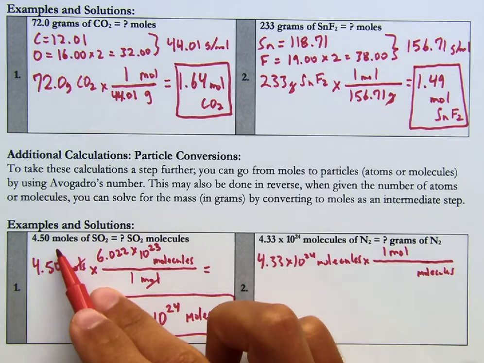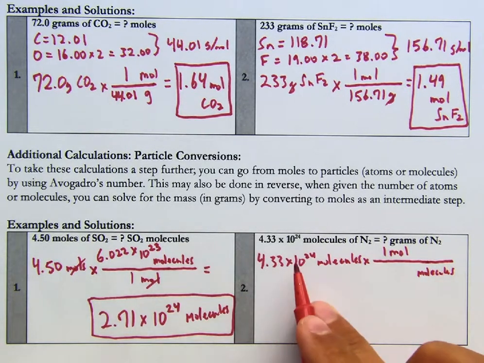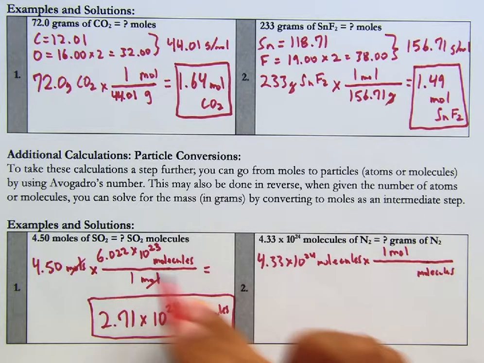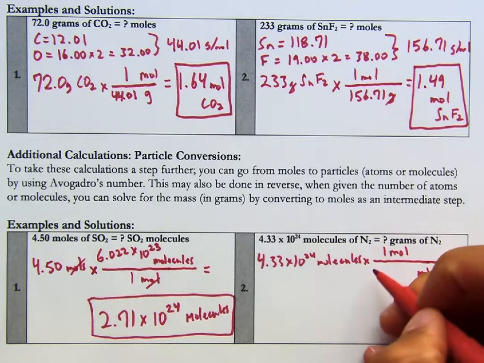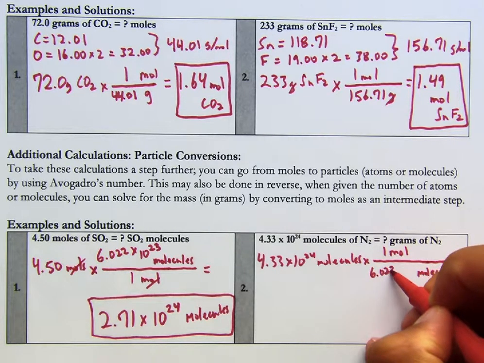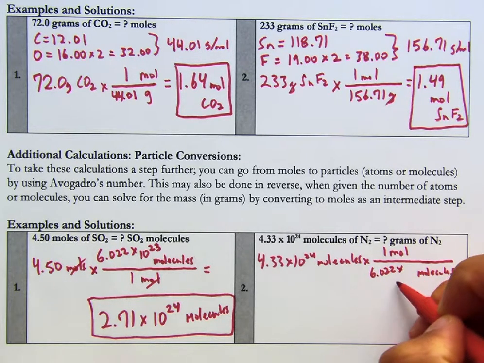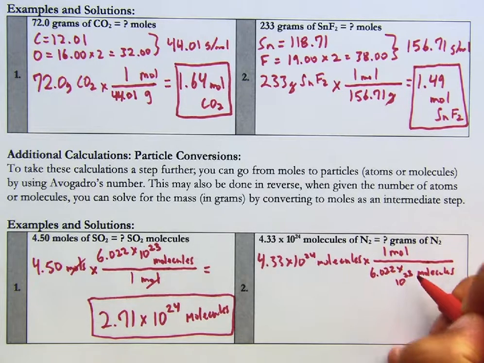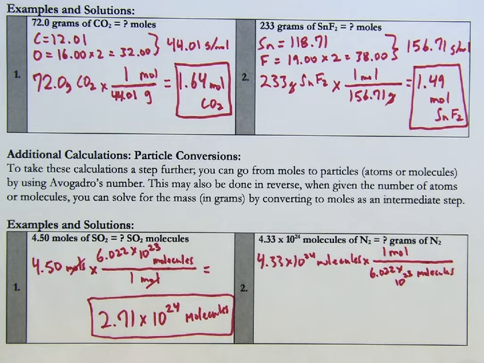So it's doing the opposite. Here we went from moles to molecules. Right now we're going to go from molecules to moles. So instead of multiplying by Avogadro's number, we have to divide by Avogadro's number. So divide by 6.022 times 10 to the 23rd. So we're taking this and dividing by this. This will cancel molecules and give us moles.